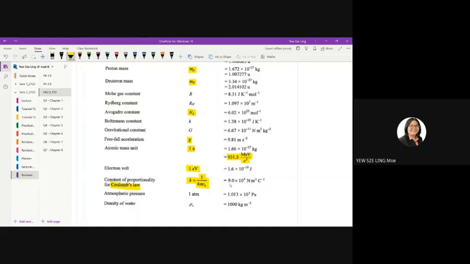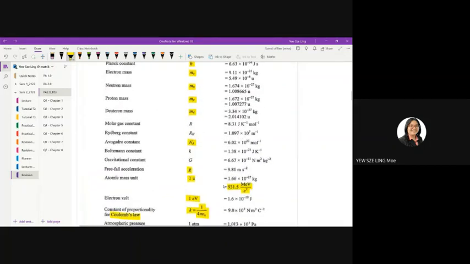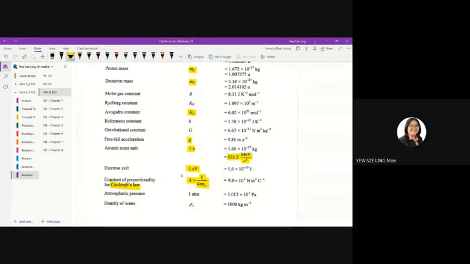And then yes, you do have 1 eV, which equals 1.6 times 10 to the power of negative 19 joule. 1 atm and the density of water. No, I don't think you need it in Sem 2. So basically, the ones that I highlight here are the values that you might need to use in Sem 2. So remember, especially for k, because you have 2k right here.